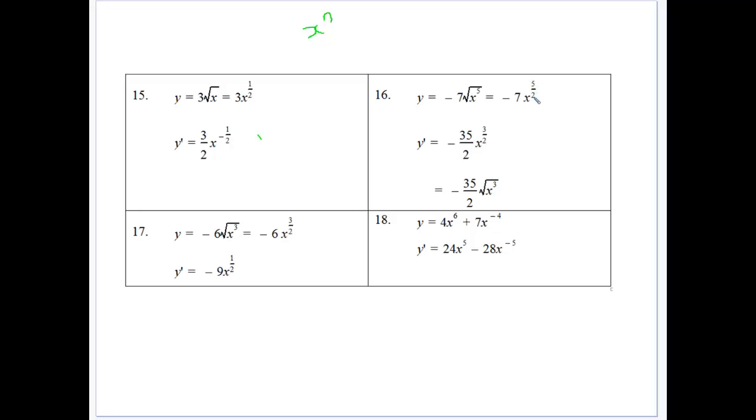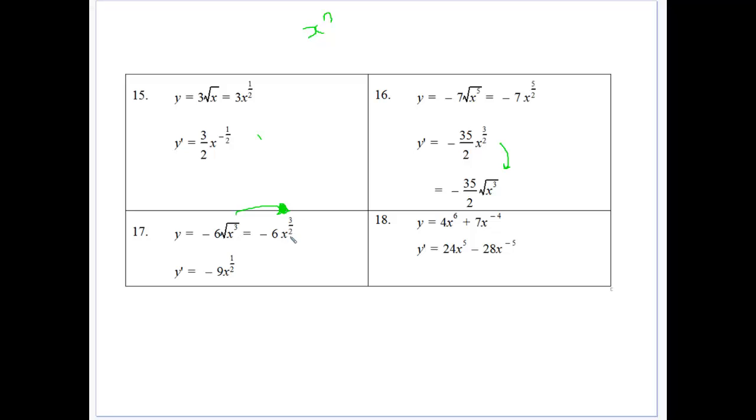We subtract 1 from 5 on 2, which is 2.5, gives us 3 on 2, which is 1.5. Again, if you'd like to put it in that form, feel free, but you don't have to. Minus 6 square root of x cubed becomes minus 6 x to the power of 3 on 2. If you're not sure about those, you need to go back and check your indice laws. And if you're not strong with it, you need practice with your indice laws to get it into that form.